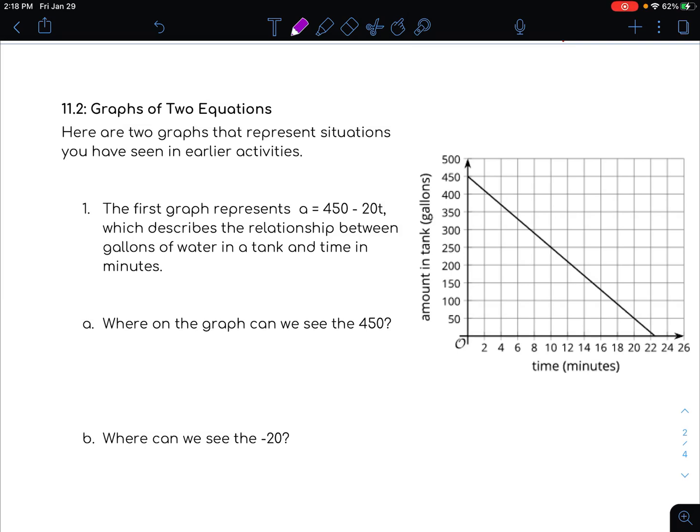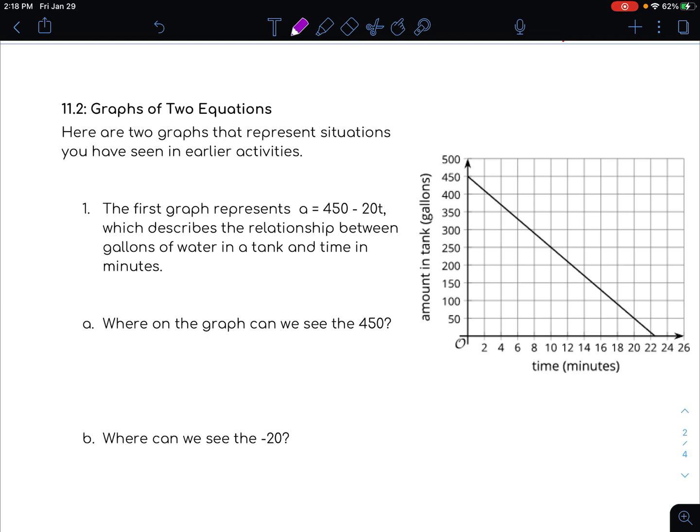All right, let's look at a little application here. So graphs of two equations. Here are two graphs that represent situations you have seen in earlier activities. The first graph represents A equals 450 minus 20t, which describes the relationship between gallons of water in a tank and the time in minutes. So A stands for amount and t stands for time.